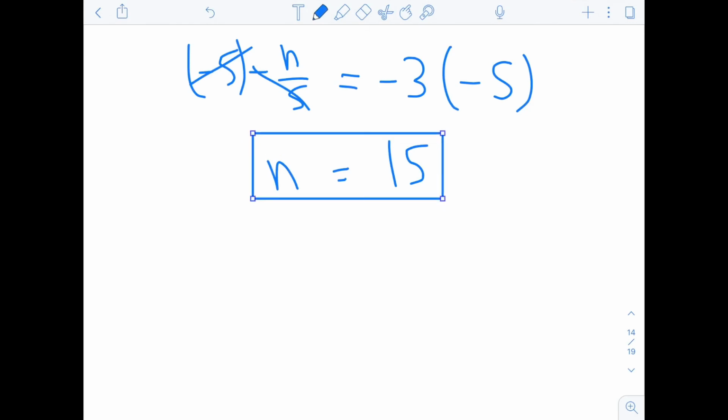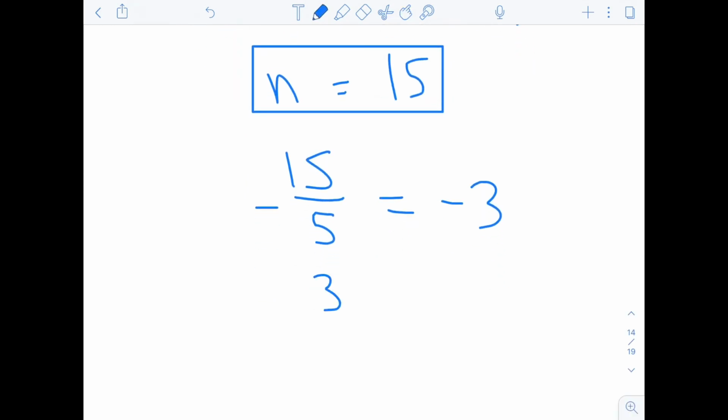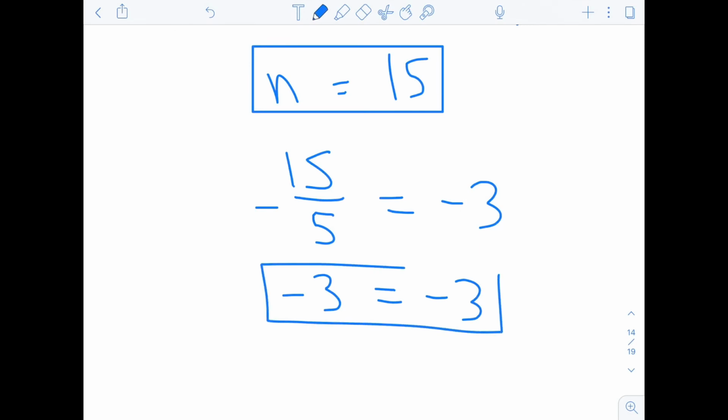And now let's check our work. So 15 over 5, negative of that. So 15 over 5 is 3, and we drop the negative. So negative 3 equals negative 3, which is true.